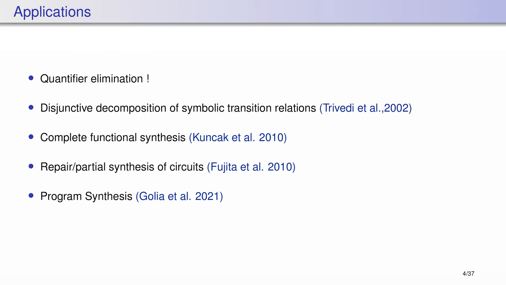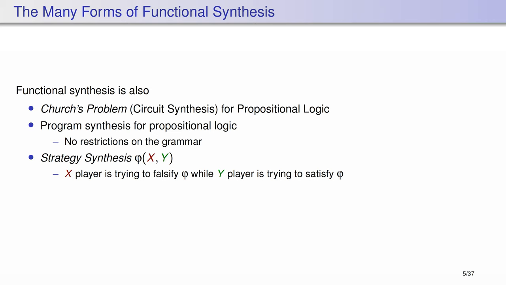The problem is known by many names. Alonzo Church, the mathematical logician after whom the Church-Turing thesis is named, stated this problem in his letter to von Neumann in 1957. So this is also called Church's problem. As I mentioned, this is program synthesis. This problem also arises in synthesizing strategies for games. You can think of a specification where there are two players. X is the player that is trying to falsify the formula, and Y is the player that is trying to satisfy the formula. So this is at the core of zero-sum games, where you have two players, one that is trying to falsify and the other that is trying to satisfy.